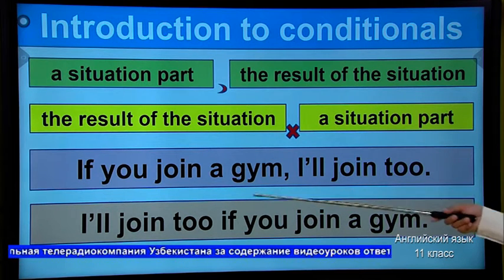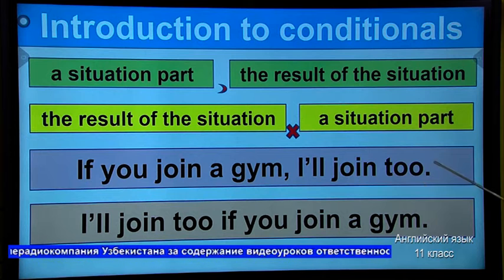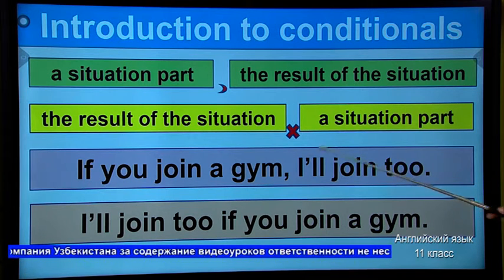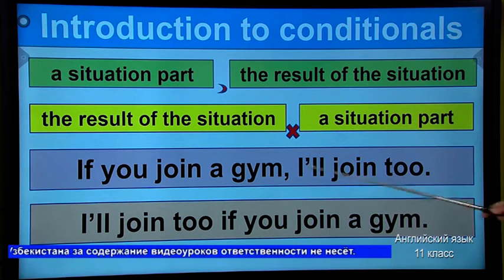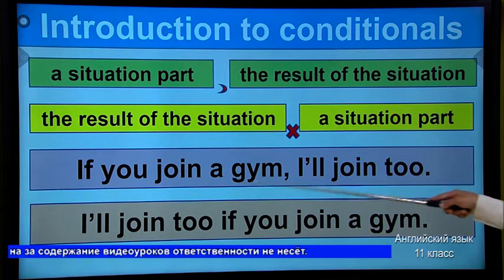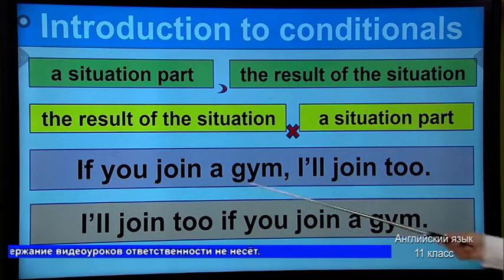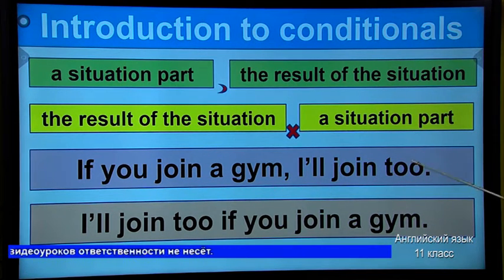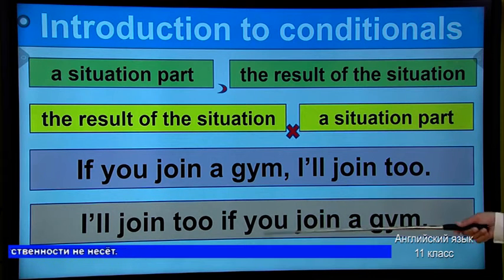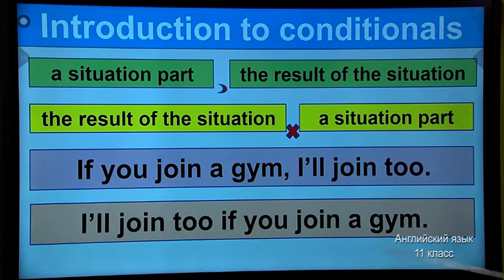Example, if you join a gym, I'll join too. Pay attention, I use a comma between two parts of the sentence. It is the situation part, as I said, the if part, and the result part. If you join, I will join. And next, I'll join too if you join a gym. In this sentence, I began with the result part. I'll join if you join.